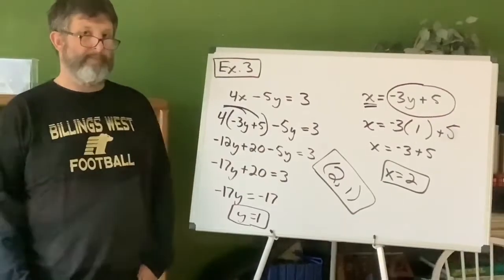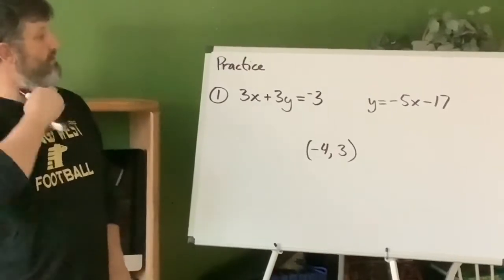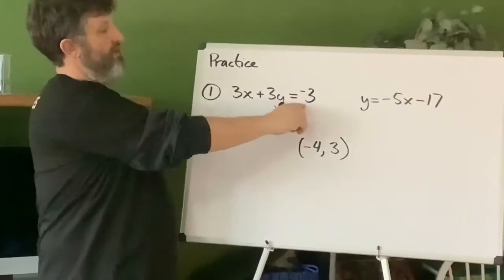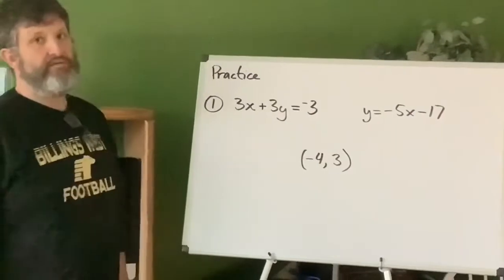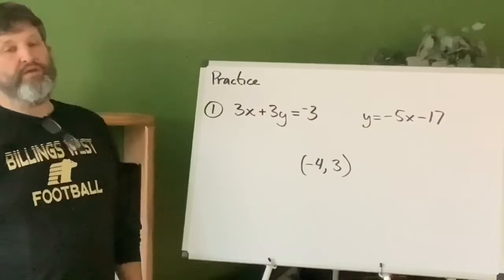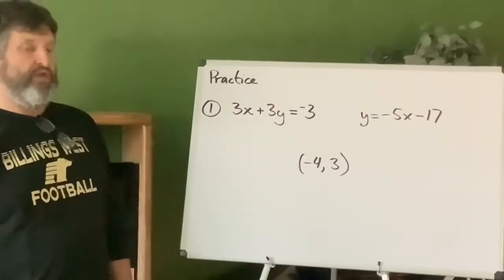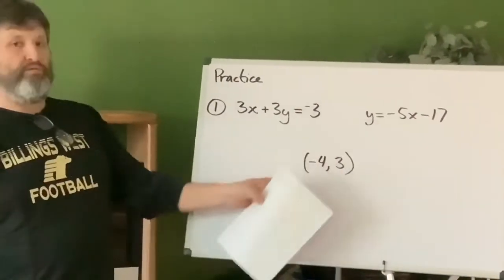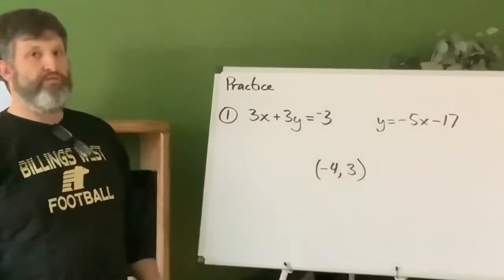Okay, so now I'm going to give you some practice problems, right? I'm going to give you the problem. Here we go. 3x plus 3y equals negative 3, and y equals negative 5x minus 17. All right, but guess what? Bam! Right there's the answer. If you get it right, perfect. Just fast forward to the next problem. But I want you to do this on your own, okay? If you can't get it, then just push play again, and I'll solve it for you.